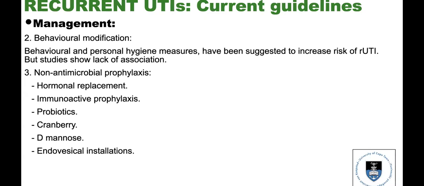Non-antimicrobial prophylaxis, so hormone replacement. So they speak about hormone replacement in terms of estrogen, and estrogen per vaginal has been studied the most as compared to oral estrogen. According to the guidelines, vaginal estrogen has been shown to decrease the rates of recurrent UTIs, but not significant enough to actually recommend that patients be given the estrogen.